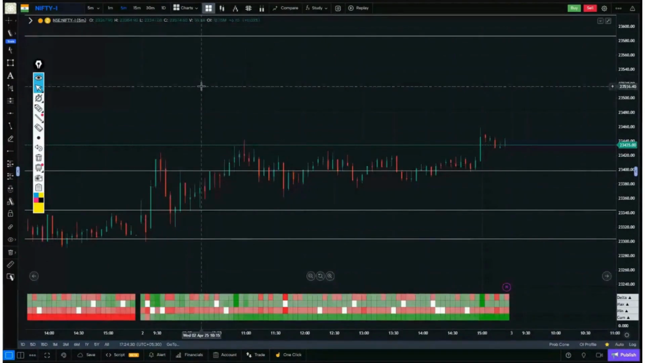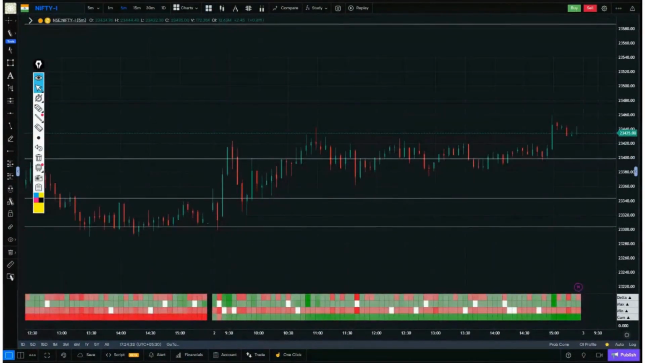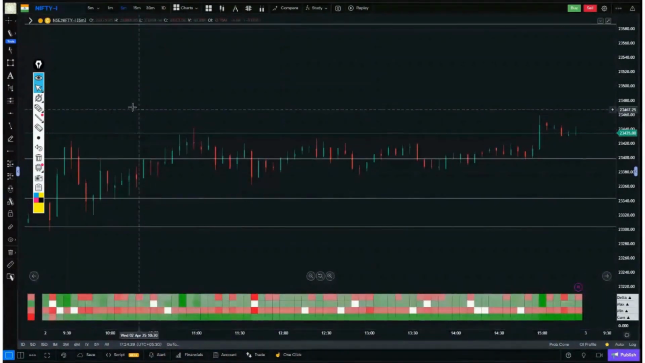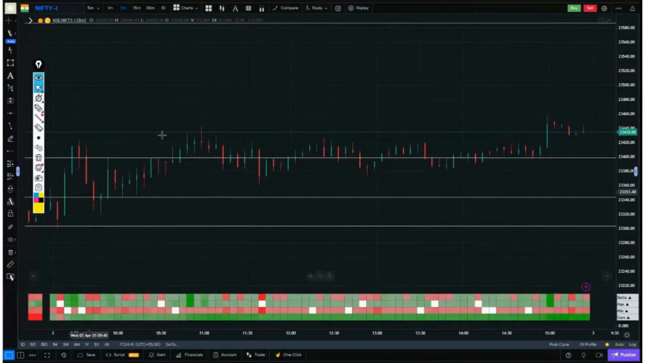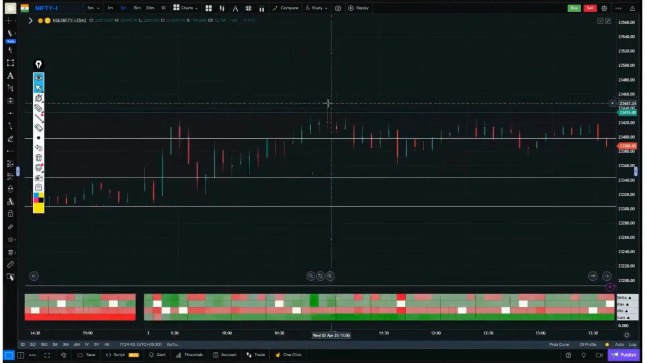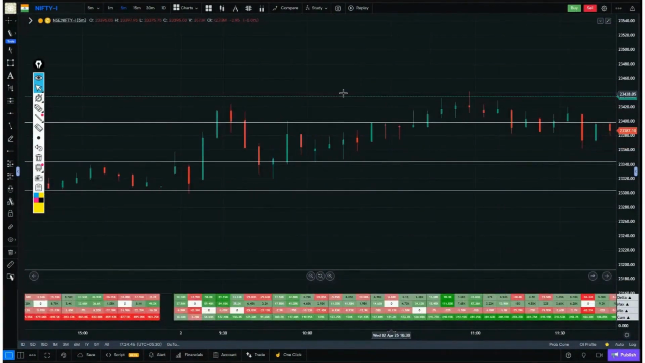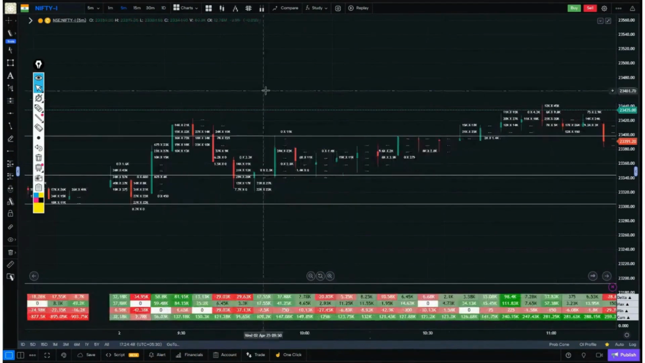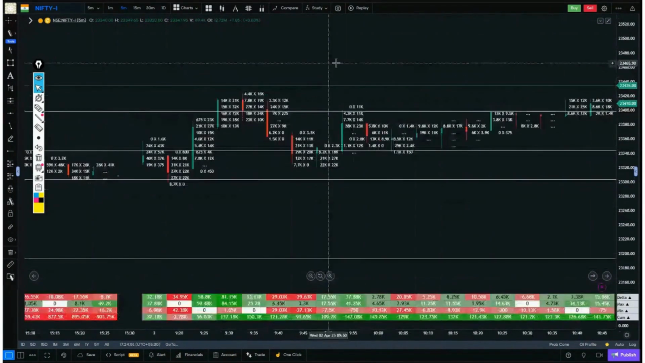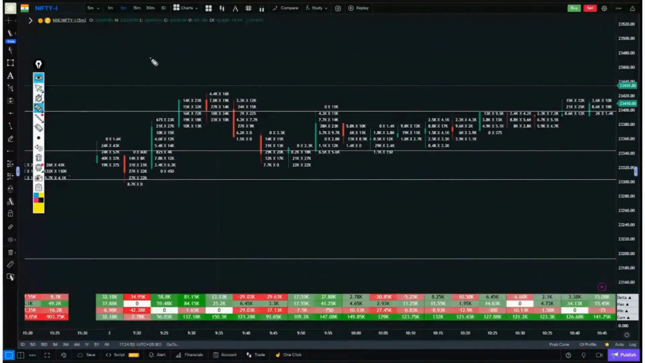Before reading the footprint properly, you should know what delta is. Because with the help of delta, we will read the footprint properly here. So what is delta? Delta, in simple language, is the difference between buyers and sellers.